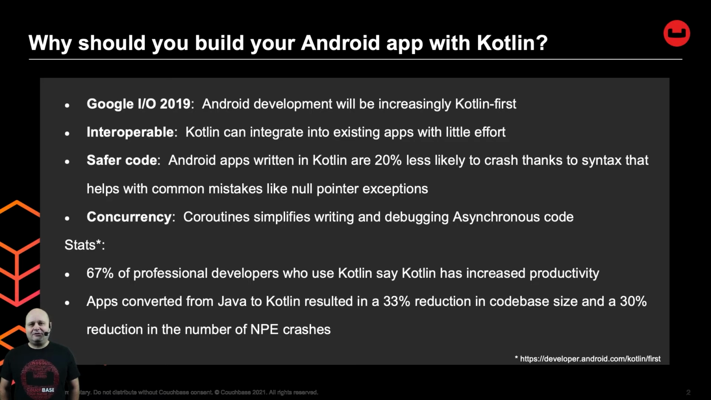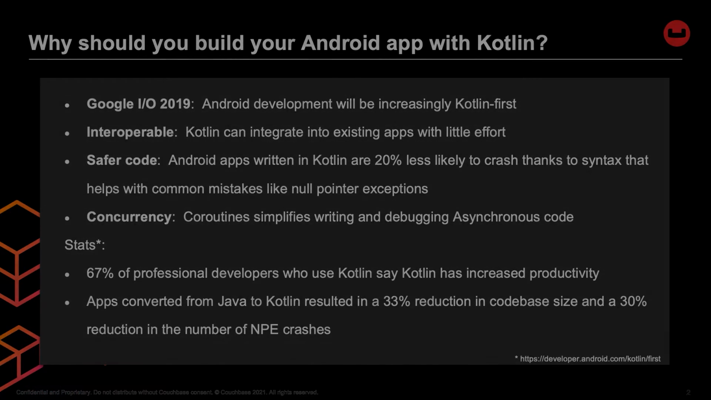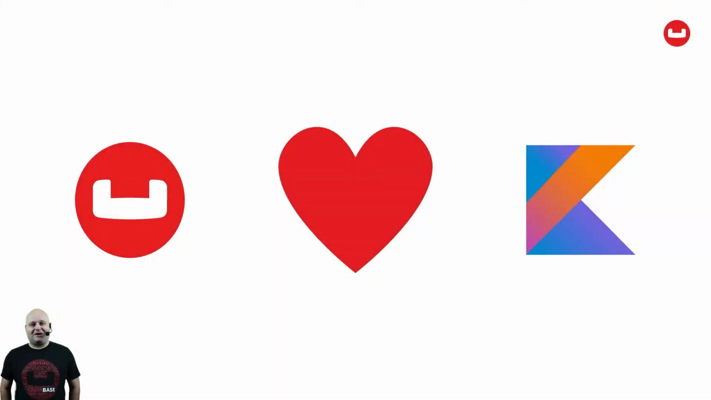Lastly, a Google study showed that converting apps like Google Maps to Kotlin resulted in a 33% reduction in codebase size and a 30% reduction in the number of crashes. At Couchbase, we love Kotlin, and our entire team is excited to announce full support for using Kotlin to build Android applications in the next release of Couchbase Lite, version 3. A beta is now available for you to use for testing in your apps.